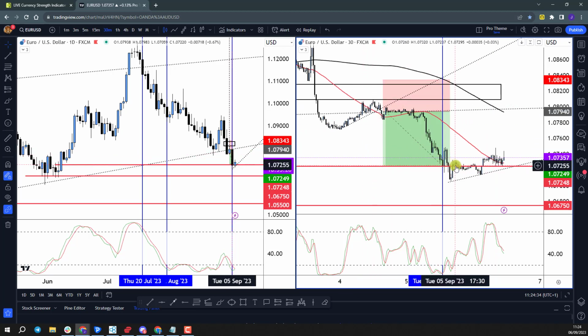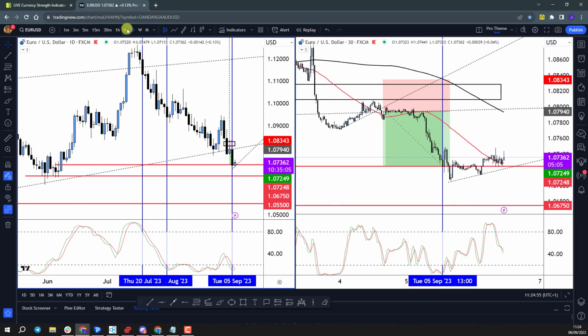But I have come out of that position. Another reason is that we came into that support, and you can see on the stochastic oscillator we started to push back to the upside. To me that was a sign that we could be coming back up, so I wanted to get out of that position.